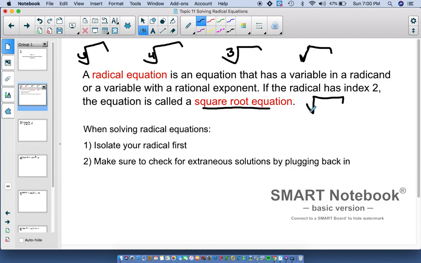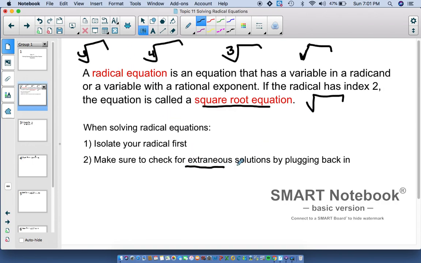Okay, so there are two important things I want you to remember when you're solving for the variable. Let's just say it's x, right? So when solving radical equations, the two things I really want you to jot down is, one, your goal is to really isolate your radical first, and then we can get rid of the radical using some algebra. I mean, you do have to use algebra to isolate your radical, but by getting it by itself, it makes the rest of the problem really easy. And part 2. Make sure to check for extraneous solutions by plugging back in.